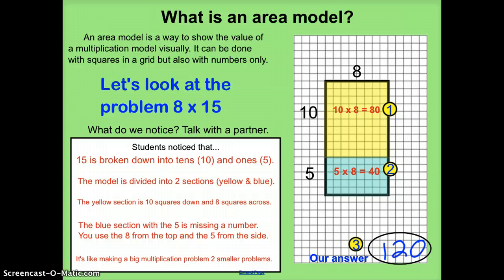Now the last thing I'm going to do is add my first product to my second product. So it'll be 80 plus 40. 0 plus 0 is 0. 8 plus 4 is 12, and we'll regroup that 100. 120. Okay?